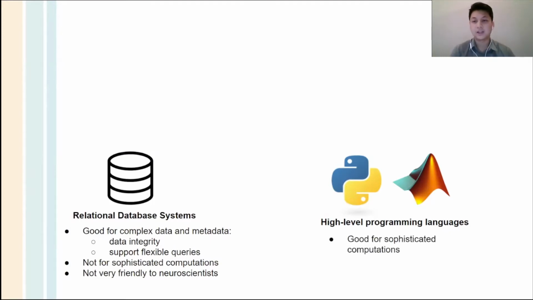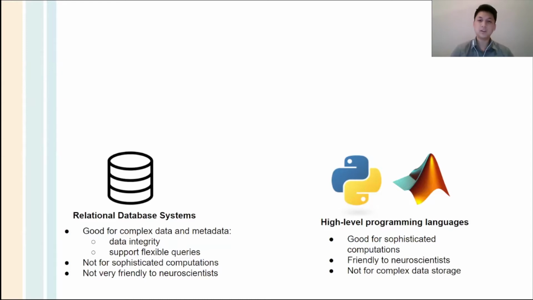On the other hand, we have high-level programming languages that we are all very familiar with, such as MATLAB or Python. These are good for sophisticated computations. These are friendly to neuroscientists, and we use them through most of our training and work. However, these languages are not very convenient or useful for storing or working with complex data.